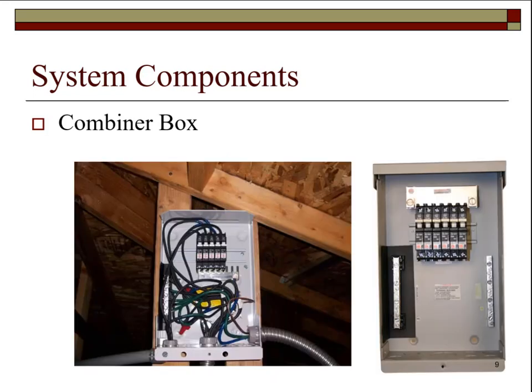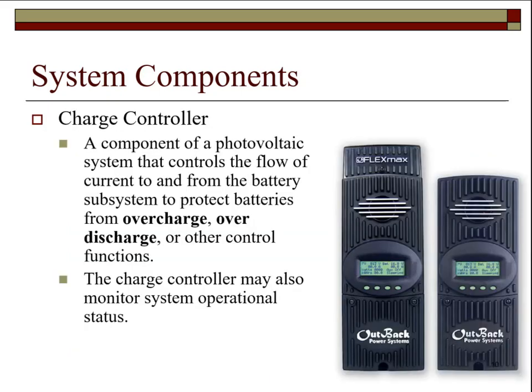This slide gives us an excellent view of 5 circuits coming into the combiner box from their array and 1 circuit coming out and going to the charge controller or inverter. It is a function of the charge controller to keep the batteries from being overcharged or over-discharged.